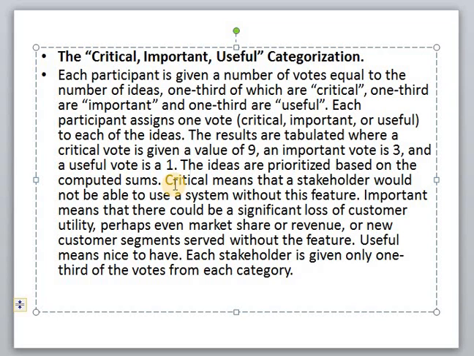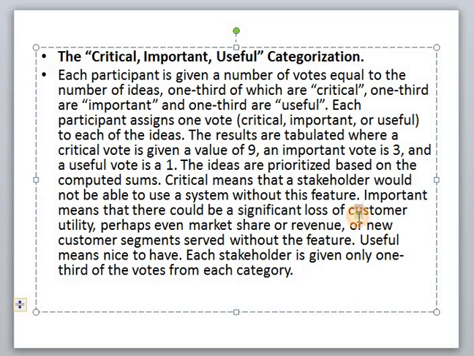Now, what the category is saying is that critical means that a stakeholder would not be able to use the system without that particular feature. So critical ideas are those ideas which are a very important part of that system, without which the stakeholder is unable to use the system.